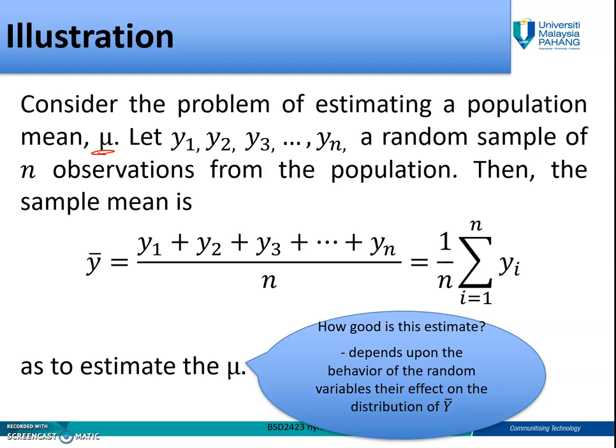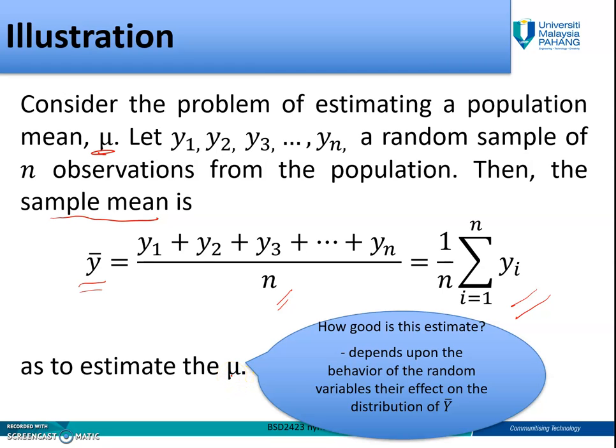This is what you have learned in applied statistics. You have a population and then you take a sample. That sample is y1, y2 until yn. Then the sample mean is y bar. How do you get y bar? You have y1 plus y2 until yn divided by n, or in other words, you have this equation. And then you use this to estimate mu, the population mean.